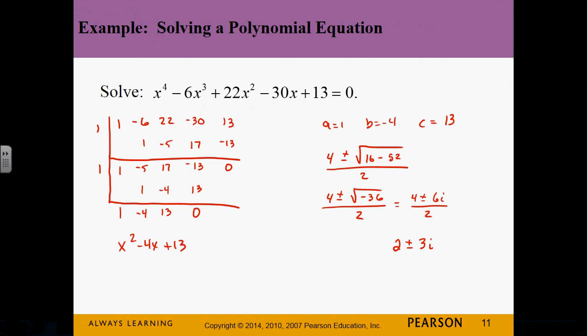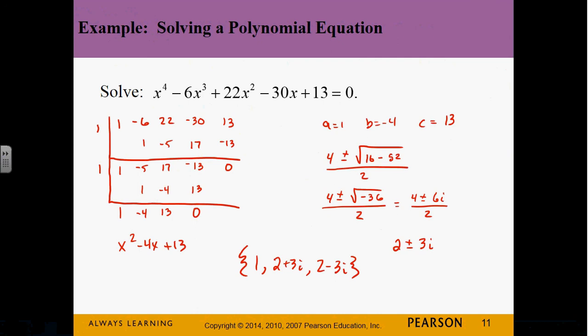So we should have four solutions. We have 1 with a multiplicity of 2. Then we've got 2 plus 3i and its complex conjugate, 2 minus 3i. Now when we do the solution set, we do not have to write 1 more than one time. But we do recognize that it has a multiplicity of 2, so we do have 2, 3, 4 solutions. Okay?